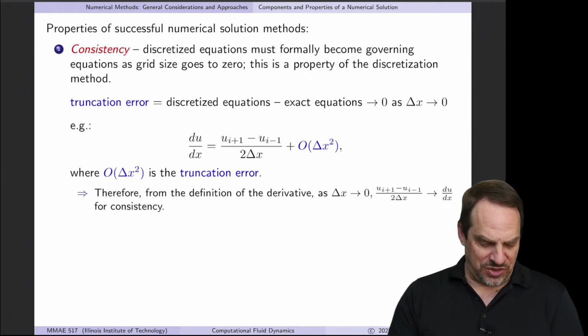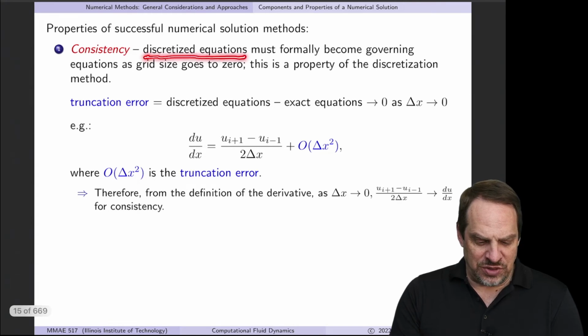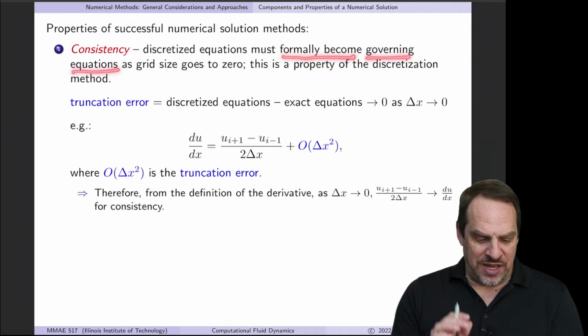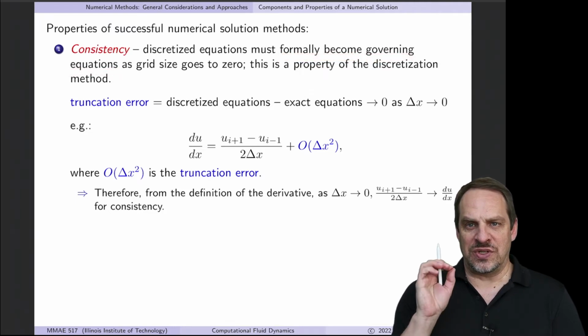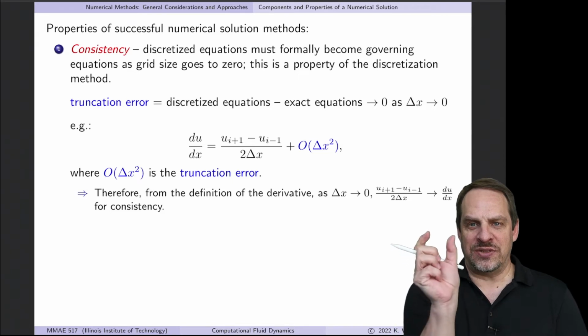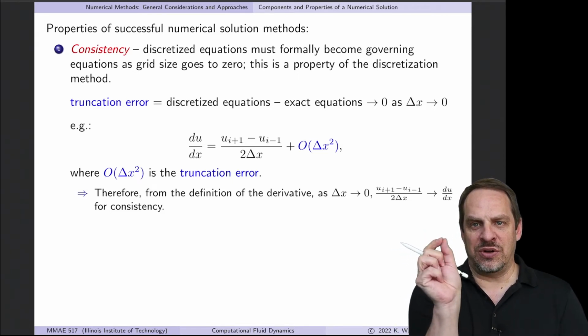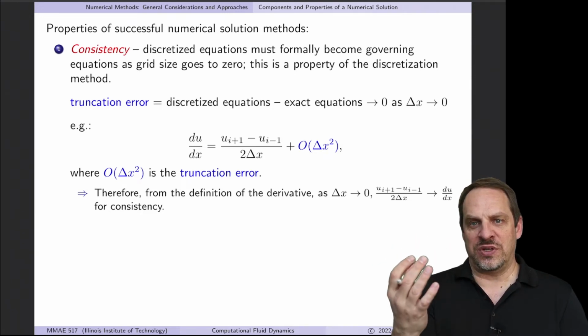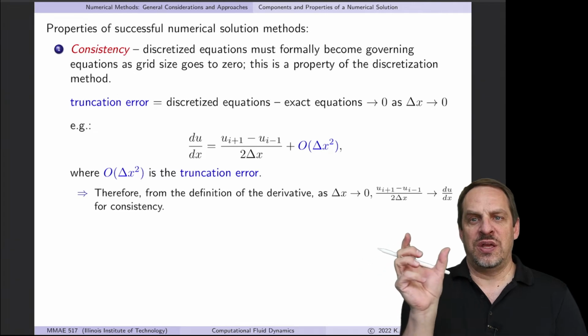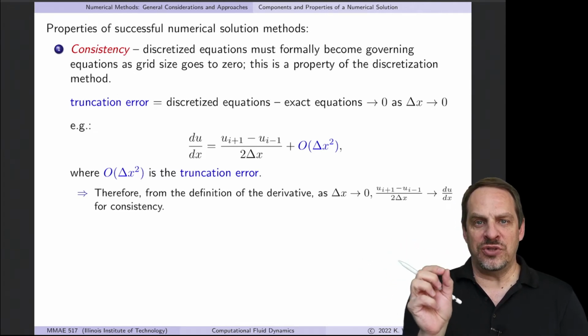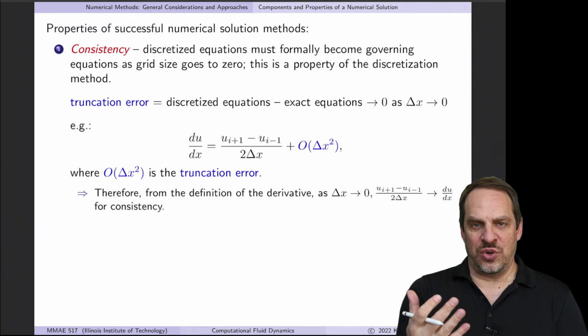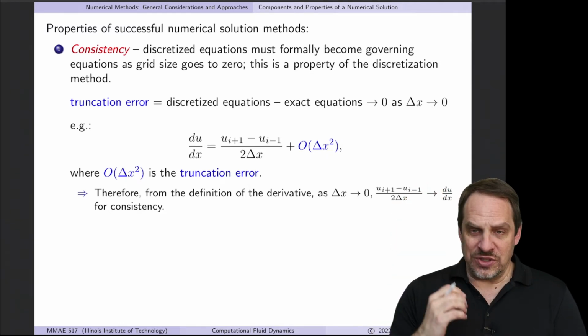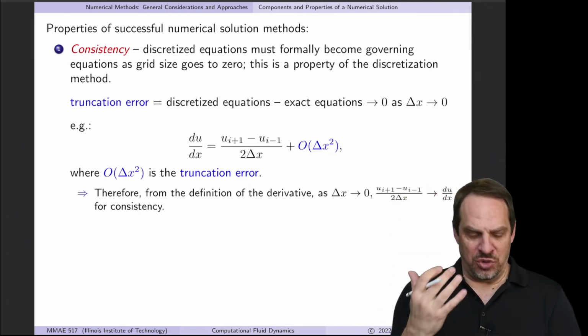Consistency says the following: the discretized equations must formally become the governing equations as the grid size goes to 0. So this is a limiting process mathematically. As delta x, delta y go to 0, the discrete form of the equations, in a finite difference context, we call those the finite difference equations, must formally turn into the continuous differential equations that we started with. So this is a formal check on the numerical method.